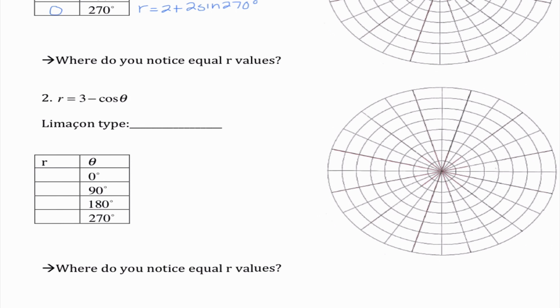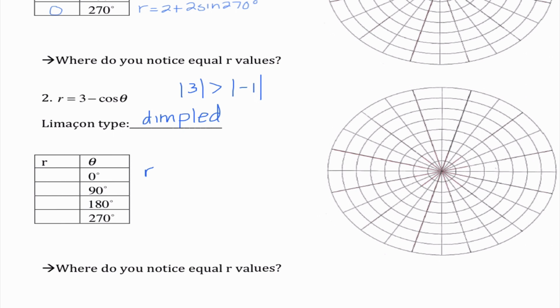Okay, so our next one, r equals 3 minus cosine theta. So I'm going to compare 3 and negative 1. And the absolute value of 3 is greater than the absolute value of negative 1, so this means that it is dimpled. And what we're going to see is that a dimpled limacon looks very similar to a cardioid. The only difference, we're not going to have a point at the pole.